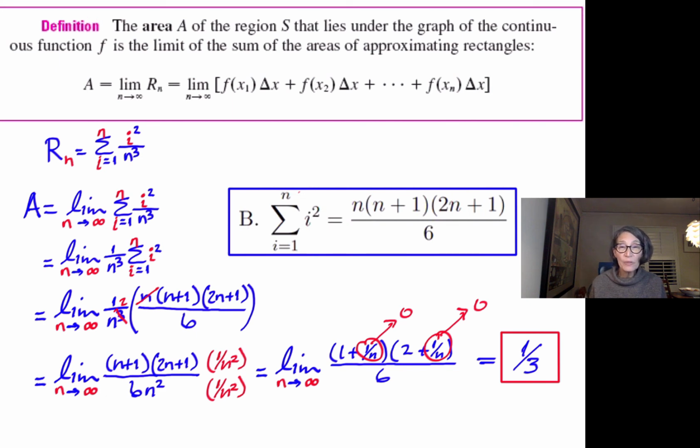All right, we'll be doing this a lot in the next section, and that's actually going to be our definition of a definite integral. All right, so I'll see you in some other video.